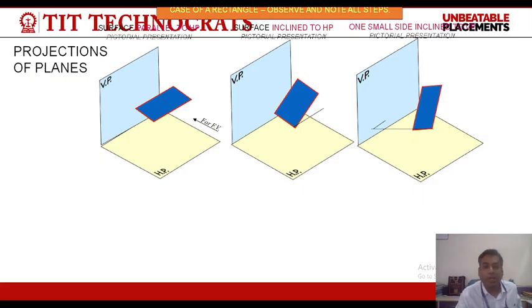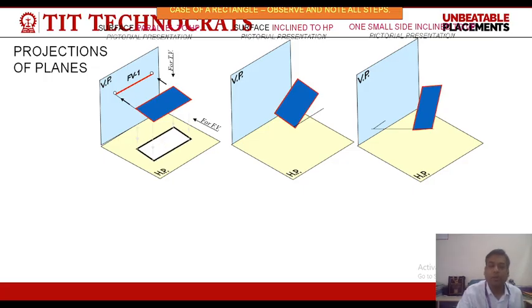Here, this is a rectangular plane which is perpendicular to VP and parallel to HP. So when we see this plane from the front view, we will get its projection as a line in the vertical plane, because the plane is perpendicular to VP. While when we see it from the top view, as the plane is parallel to HP, the top view will give you a rectangle of the same size, or the true shape. So when the plane is parallel to HP, its top view will be of true shape.